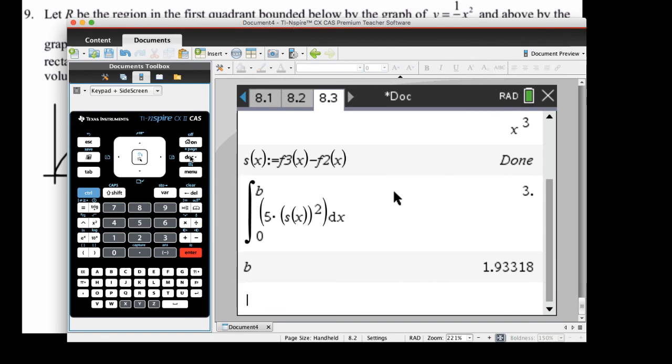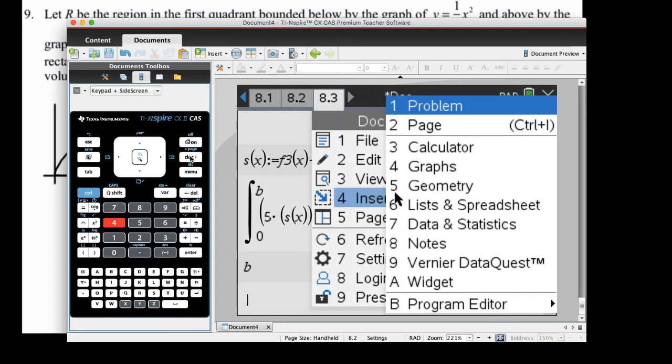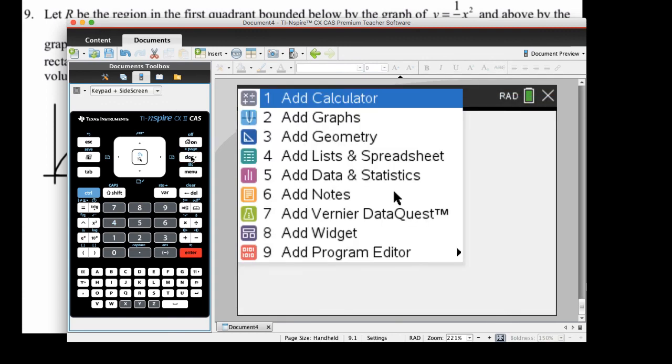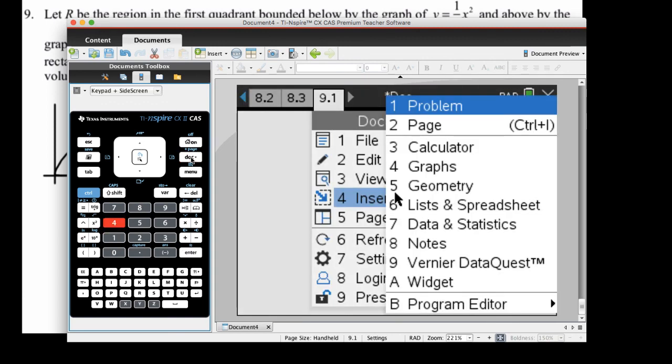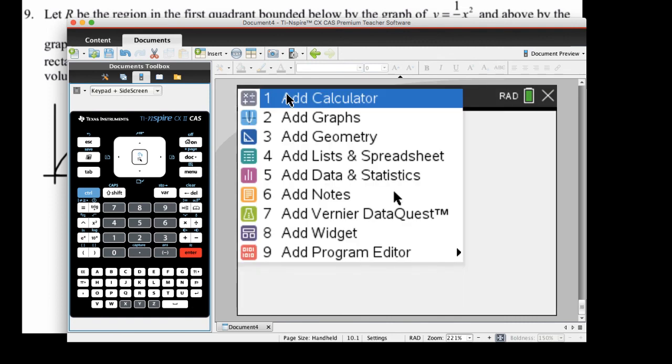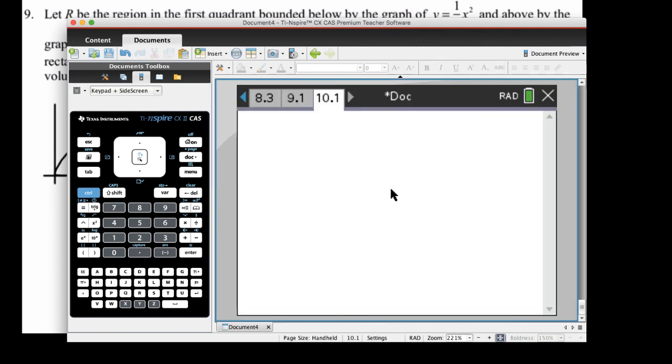All right, I'm going to start a new problem. I'm going to start 2 new problems. So doc 4.1, that's where I should have done problem number 9. Doc 4.1, this is where I'm going to do problem number 10.